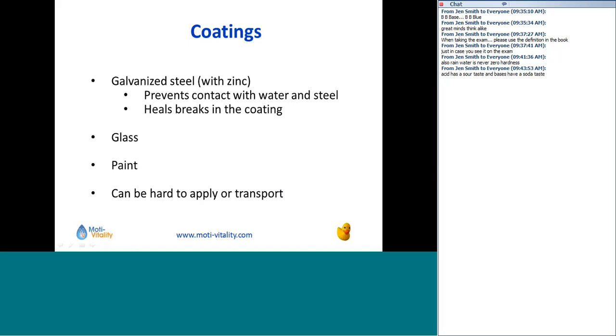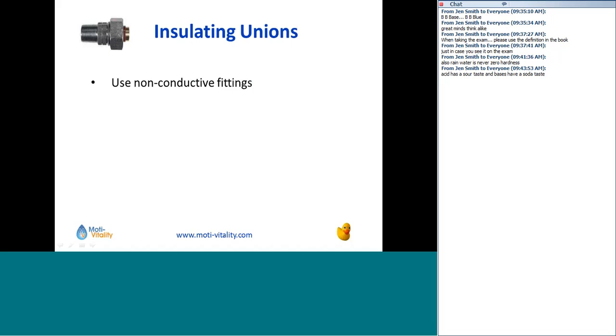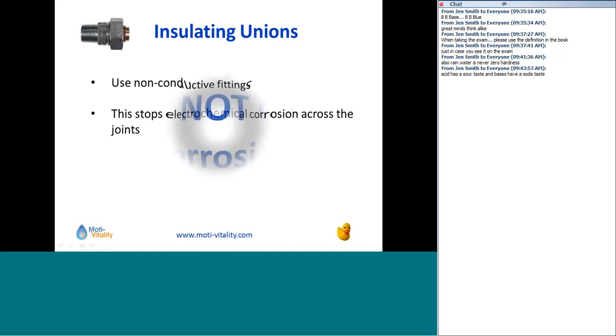The thing is, inside the plumbing, it can be hard to apply or transport glass or paint. I mean, think about if you had copper piping with the inside all coated with glass. If somebody dropped that thing, or cutting it would be tough. So it's going to be hard to apply or transport. Insulating unions use non-conductive fitting that stops the electrochemical corrosion across the joint.